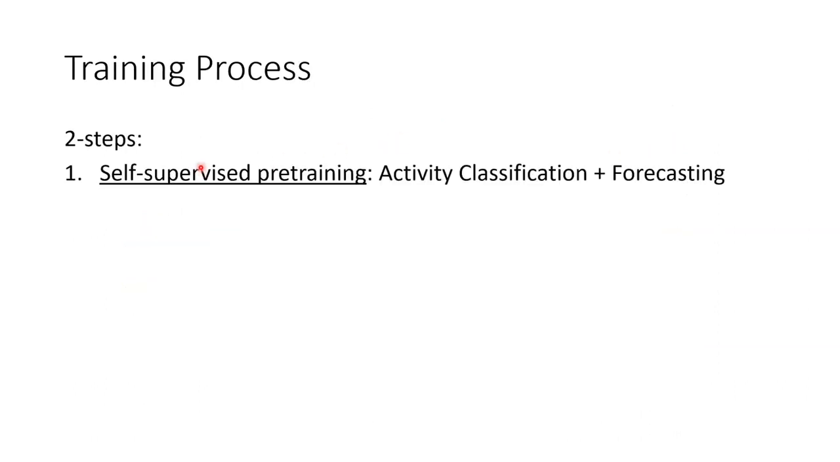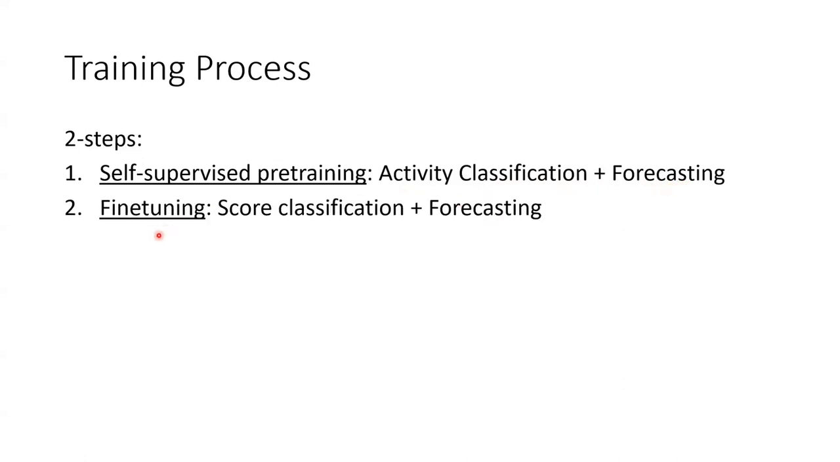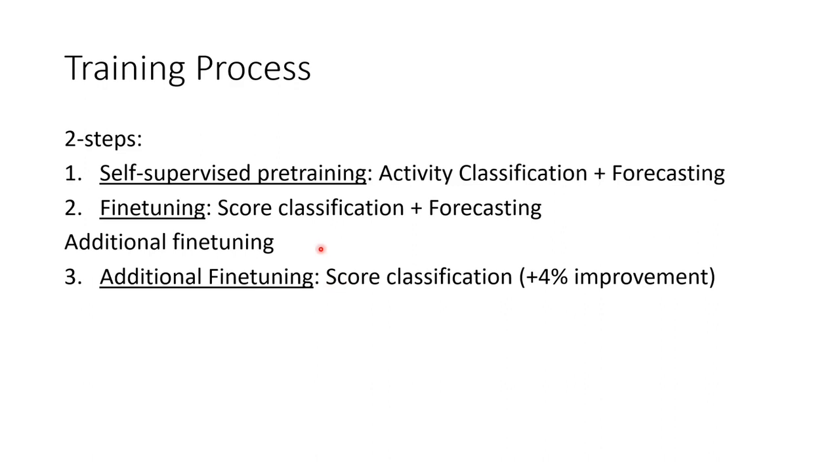So for the training process, we know there are 2 steps. First is self-supervised pre-training, in which they have an action classification task and a motion forecasting task. In the second step, they have fine tuning, in which they replace the action classification by score classification, and forecasting is still there. Actually, they mentioned this in their experimental section, but it should be part of the method. They have an additional fine tuning as well, where they just use score classification after these 2 steps, which leads to a 4% improvement.